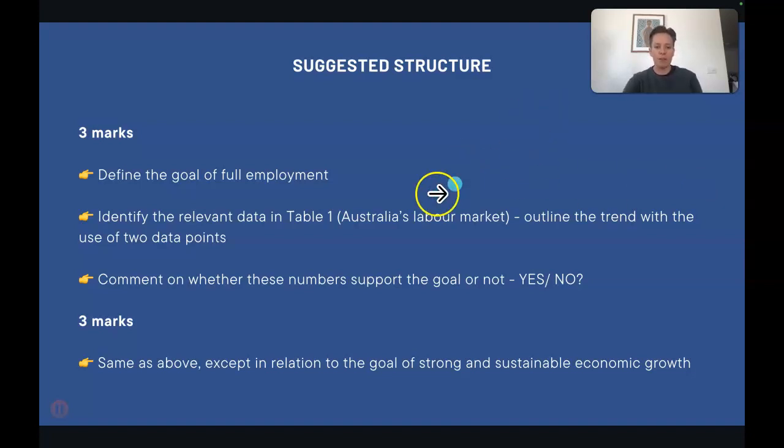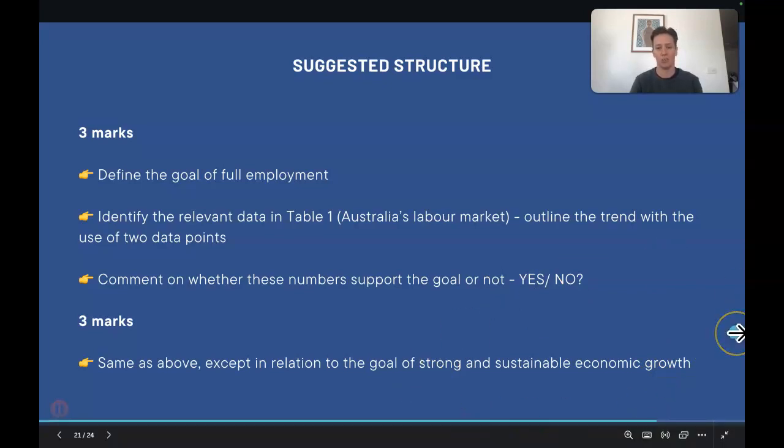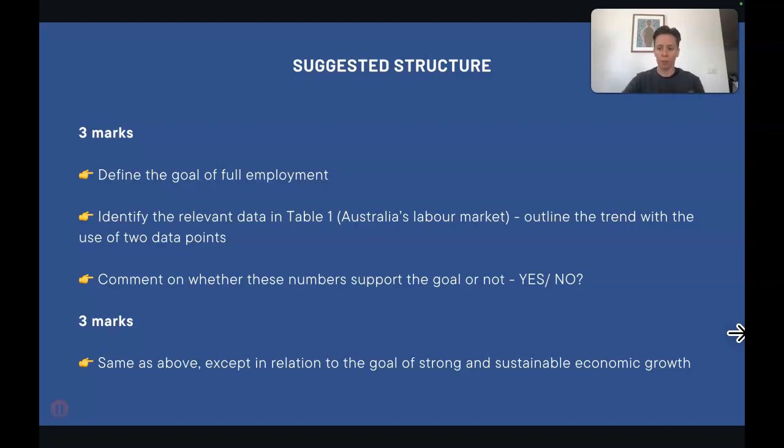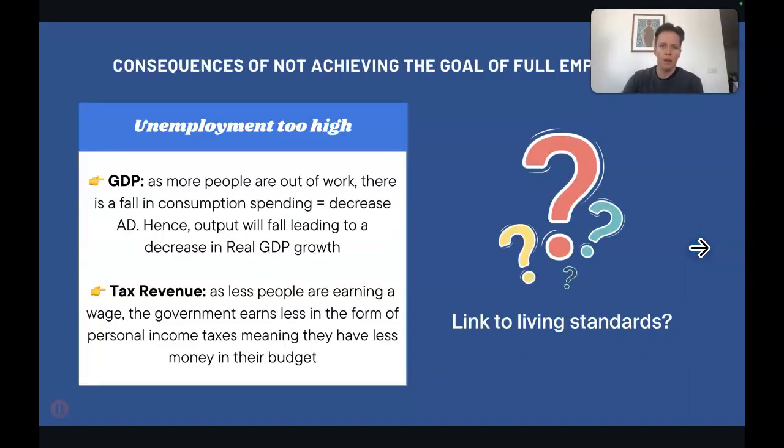So you would do that for 3 marks, and then you would basically do the same thing again, except obviously in relation to the goal of strong and sustainable economic growth. So once again, we know that's a pretty chunky definition as well. Come in, analyze that trend, and then comment overall yes or no. Highly recommend you use paragraphs, 2 paragraphs, obviously, to make it simple for the examiner to understand how you're approaching this question. Okay, this is the back end of the slide.